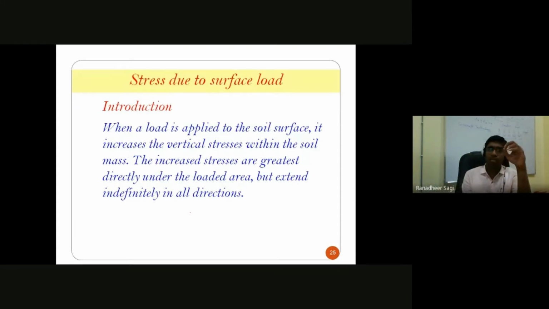So wherever that particular load is acting, the intensity of the stress you calculate is going to be relatively high. And how do we calculate that intensity of stress? What are the approaches for the estimation of intensity of stresses? That we'll be looking at in the subsequent course, that is our foundation engineering course.